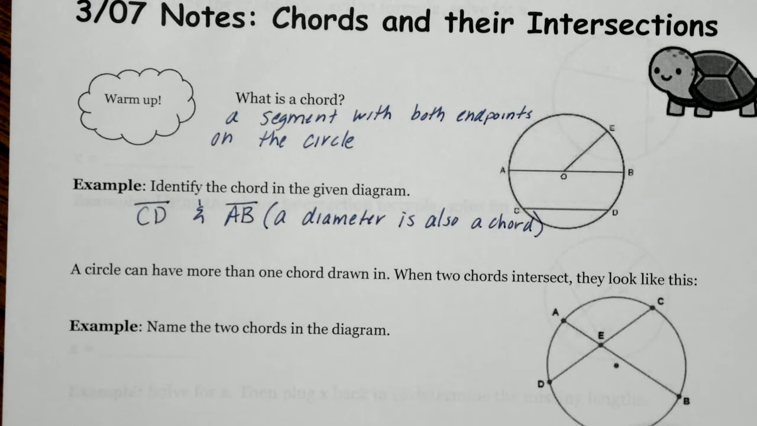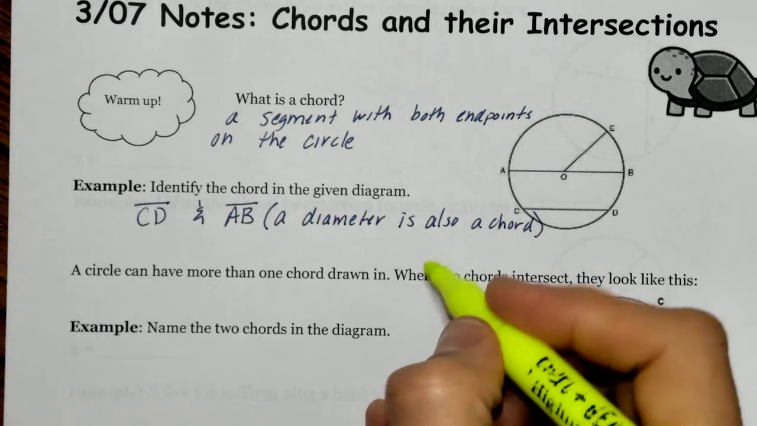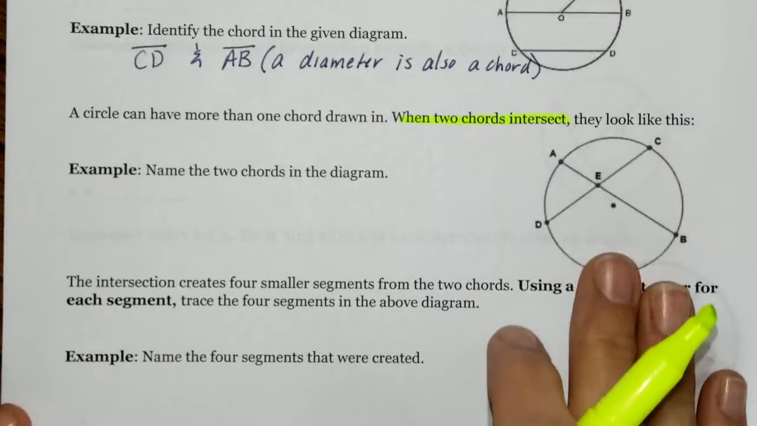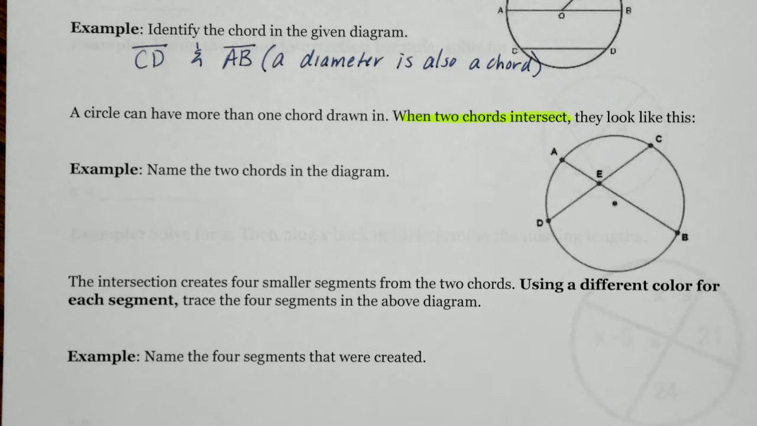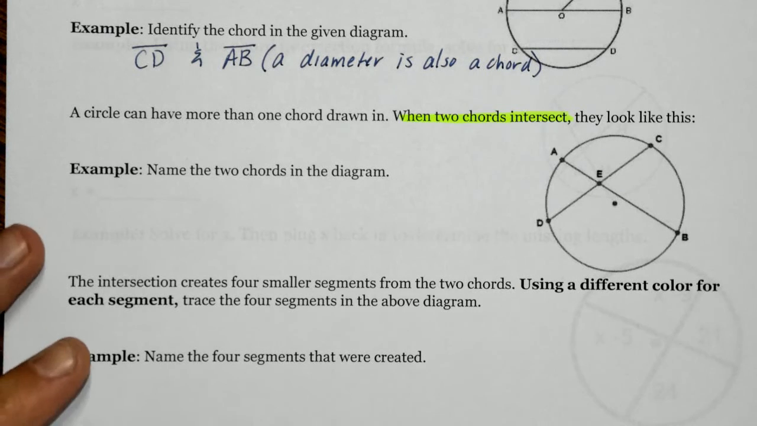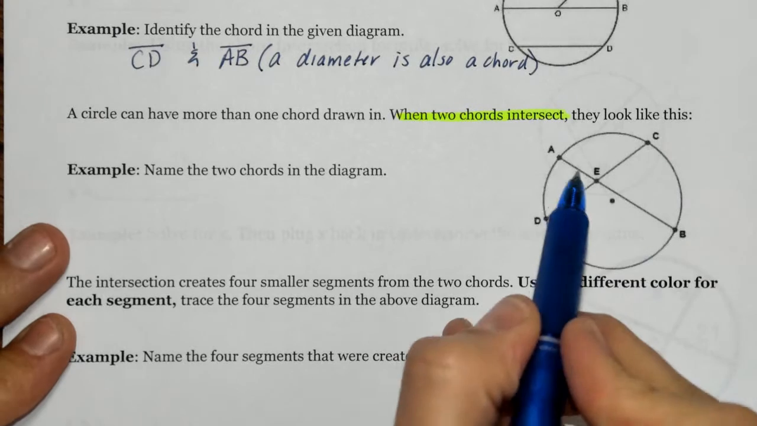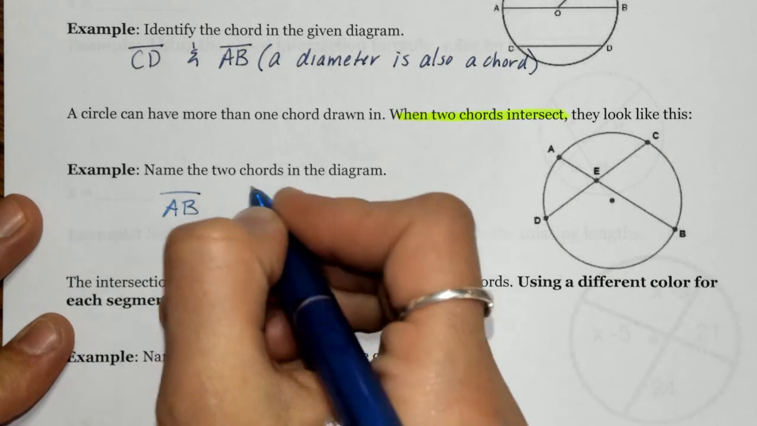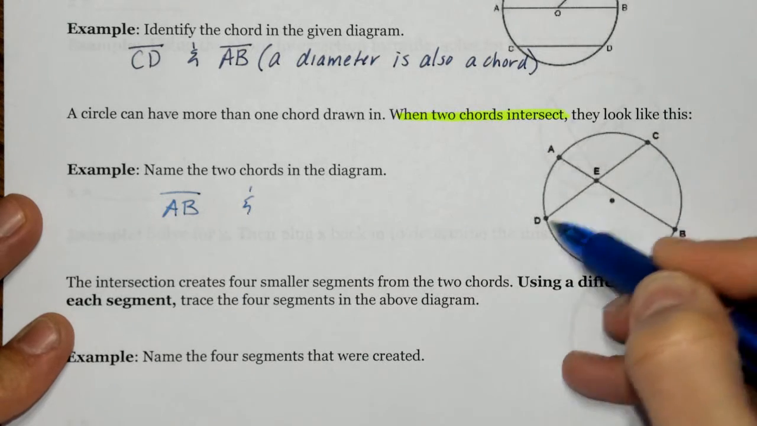So now we are going to name, a circle can have more than one chord drawn in it. So when we talk about when two chords intersect, they're going to look like what you see in this picture right here. Okay, so we're going to name these two chords. And it's simply just going to be segment AB and segment CD.